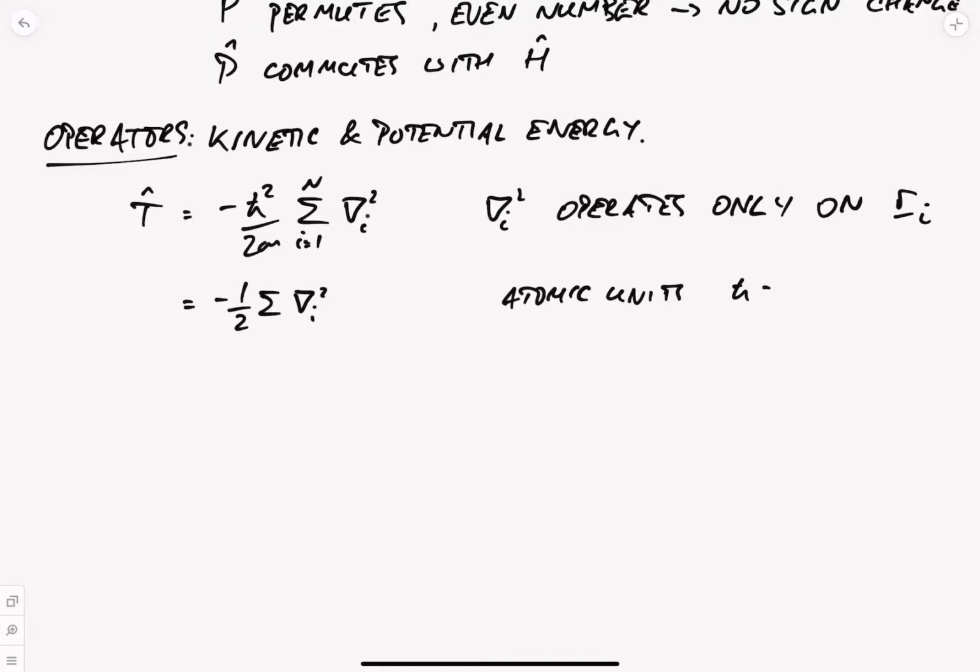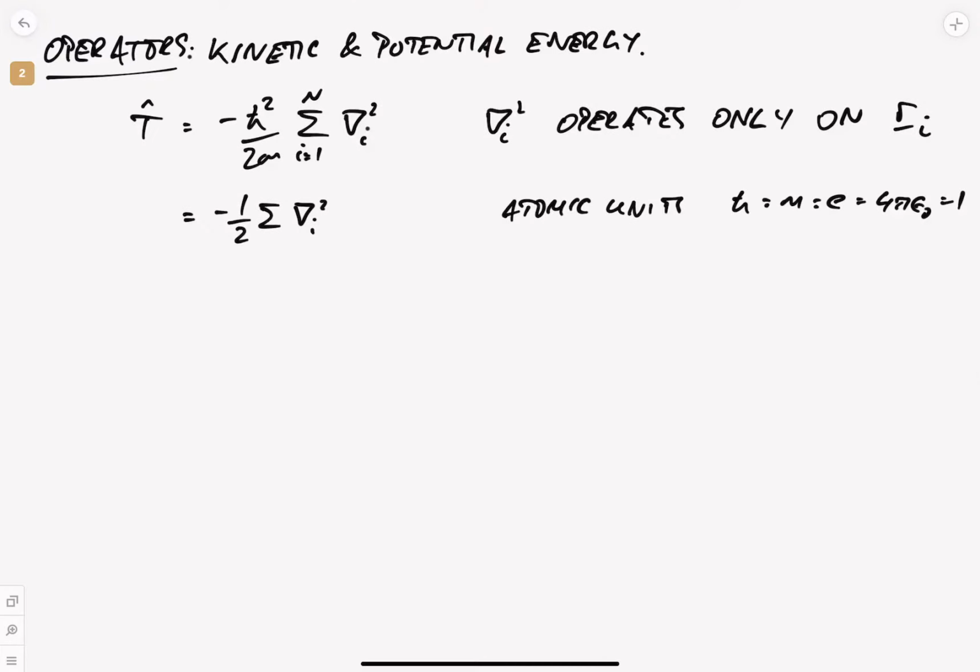And I will often use these units. So h bar is equal to m is equal to e is equal to 4 pi epsilon naught is equal to 1. It makes the formulae significantly simpler. The potential energy is all electrostatic, and in the systems we're interested in, that is atoms, molecules and materials, we have two sources of an electrostatic interaction, the nuclei and the electrons.